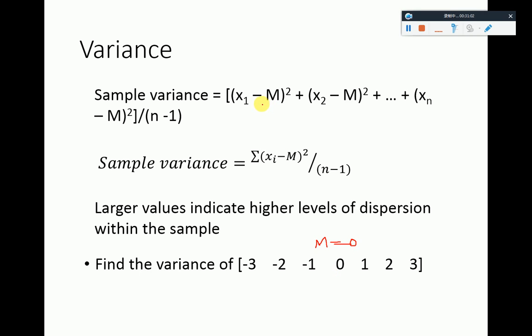The second step, as we said, is to find the difference between each sample value and the mean. So you will have -3 minus 0, -2 minus 0, -1 minus 0, 0 minus 0, 1 minus 0, 2 minus 0, and 3 minus 0. The next step is to square all the differential scores. Square them up.